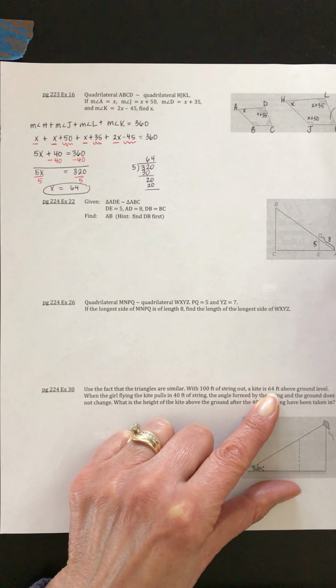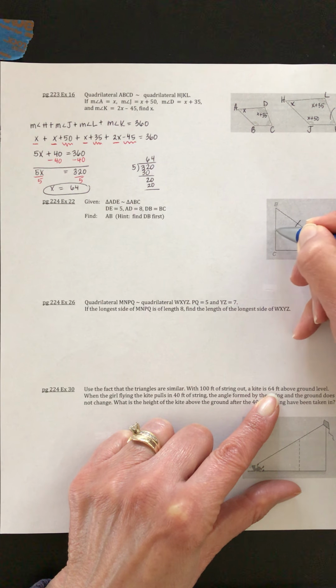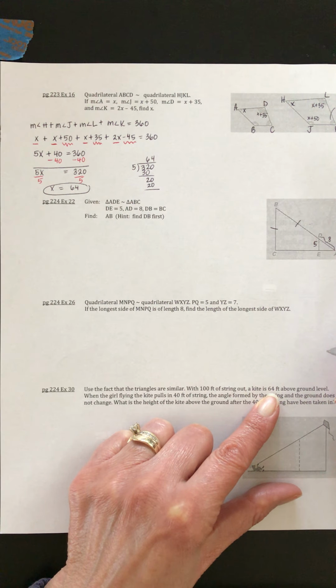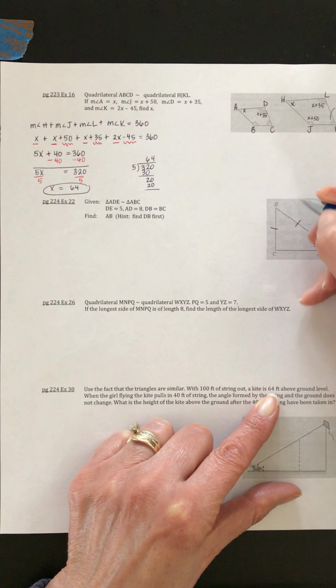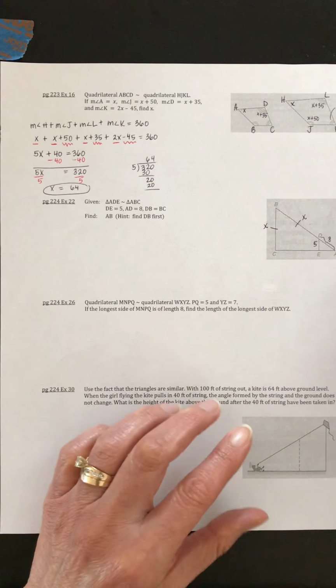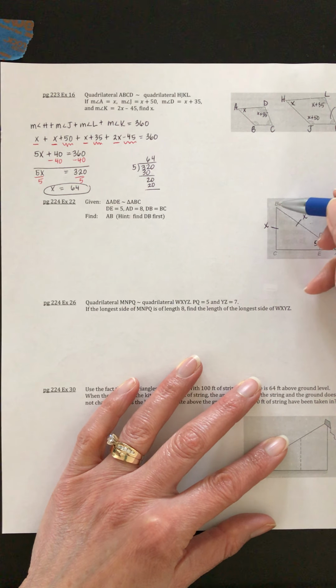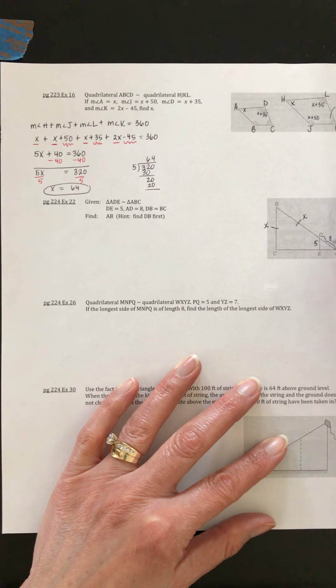Okay? And then we're told that DB is equal to BC. Okay, so these two sides are congruent. We don't know what they measure. Let's go ahead and call them both x, just to make things a little easier. We are supposed to be finding the length of side AB, so that's this whole side here, AB.